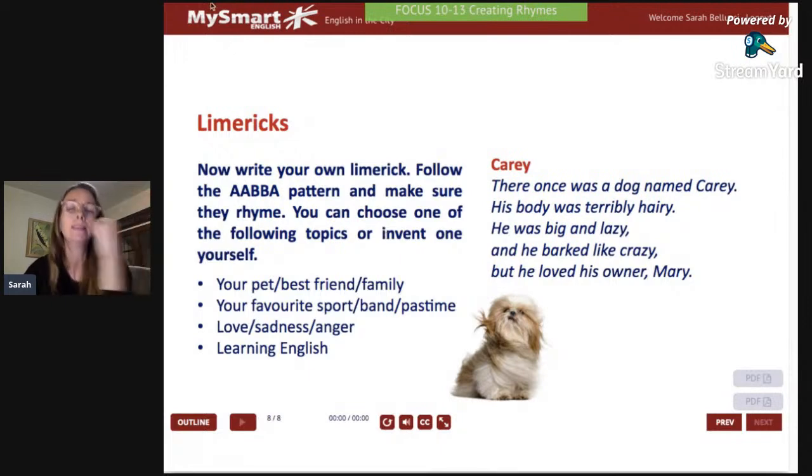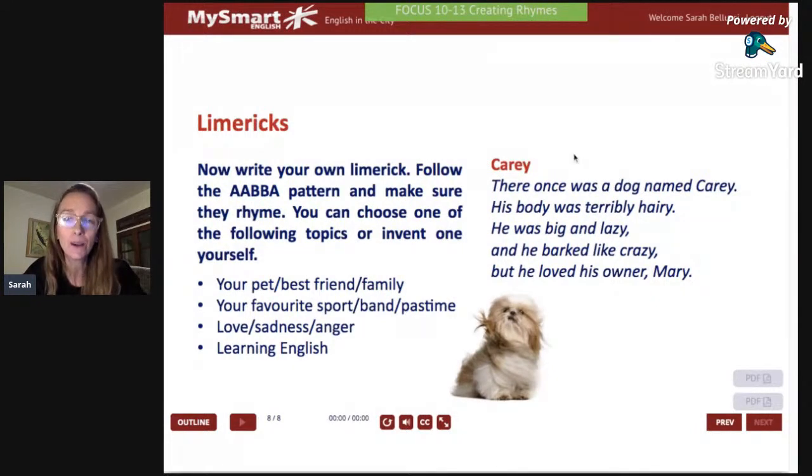So usually, just to give you an idea, limericks are about a person or a place, usually a person. And you describe their characteristics, physical or their personality, in the limerick. You can choose one of the following topics, or you can make one up, invent one yourself. Your pet, your best friend, your family, your favorite sport, anything you like. Learning English, your English teachers.